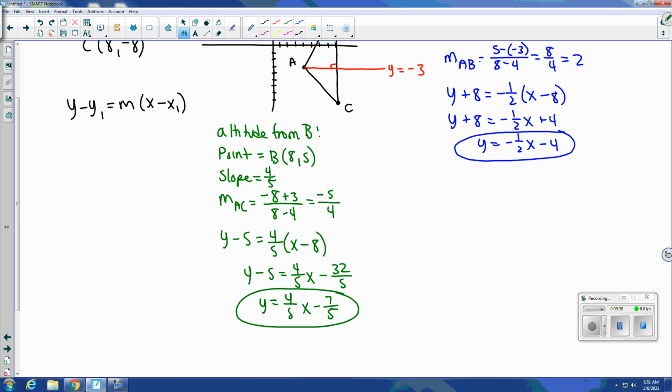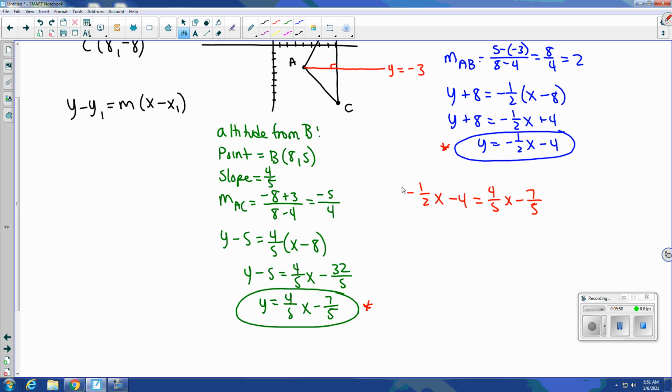Now they're both in y equals format. So by the transitive property that we've discussed, if they both equal y, they should be equal to each other. So I can say negative 1/2 x minus 4 should equal 4/5 x minus 7/5. So we're just solving this system using this equation and this equation. We're now going to solve for x.